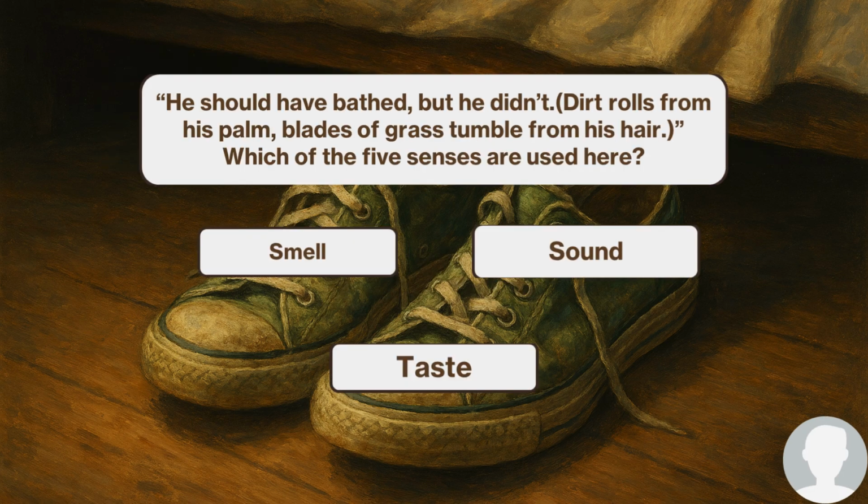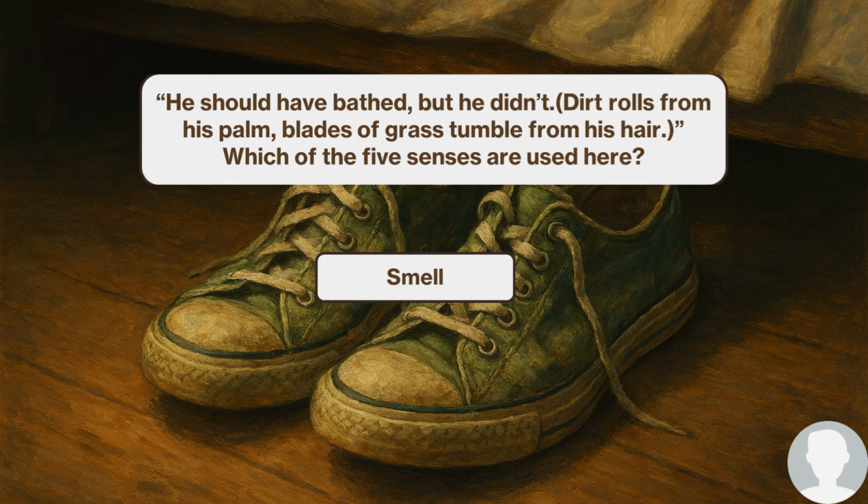For our last example, we have: He should have bathed, but he didn't. Dirt rolls from his palm, blades of grass tumble from his hair. Which of the following senses is used in these verses? Smell, sound, or taste? Think carefully. Excellent job, you guys. The sense that this verse refers to is smell.